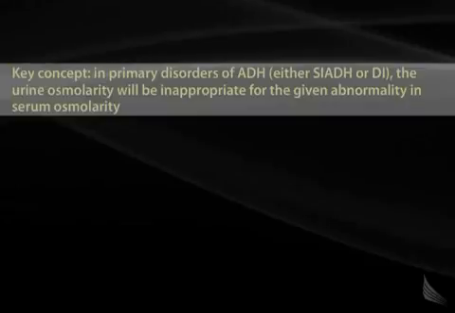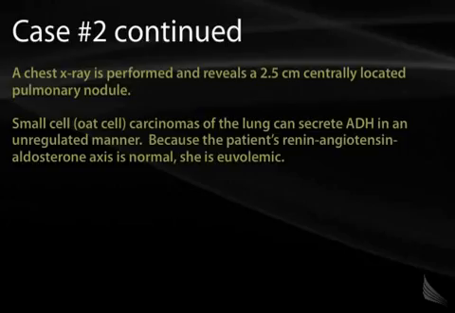The key concept in the primary disorders of ADH is that the urine osmolality will be inappropriate for the given abnormality in the serum osmolarity, meaning that in the setting of hyponatremia, the urine will be too concentrated in SIADH. Alternatively, in diabetes insipidus, the urine will be too dilute for a clinical state of hypernatremia and increased osmolality.